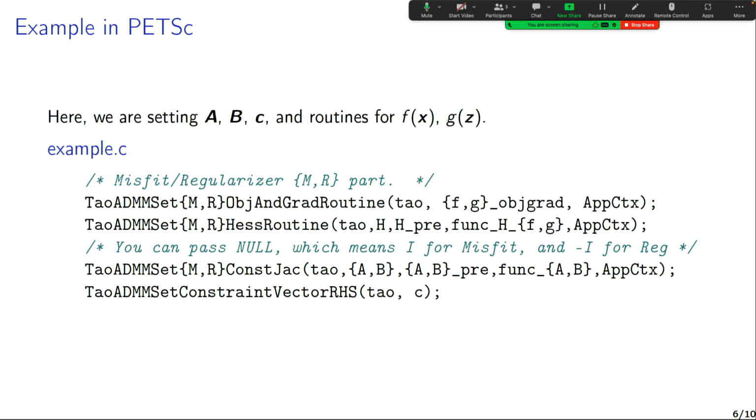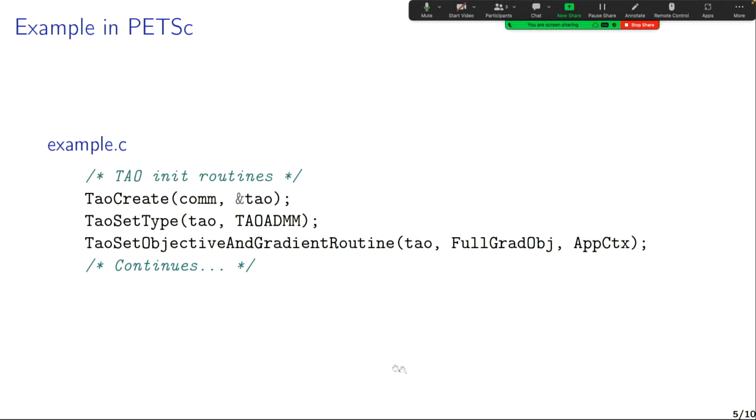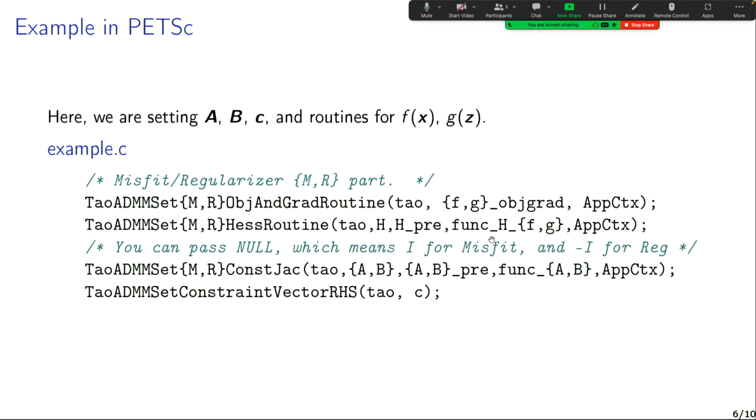And now we want to set the A, B, and the C vector, and then routines for the f and g. So previously, this was for f plus g, and now you want to set f and g. So I kind of shortened it to fit on the screen. So it'll actually read TaoADMMSetMisfitObjectiveAndGradientRoutine. And for f, you could do either the objective and gradient or the g objective and gradient, which is a callback function here. Same thing for the Hessian. And then for the constraint, it should be the constraint Jacobian, but I shortened it.